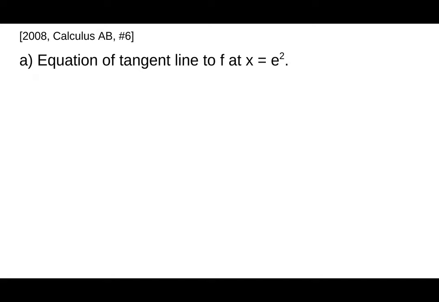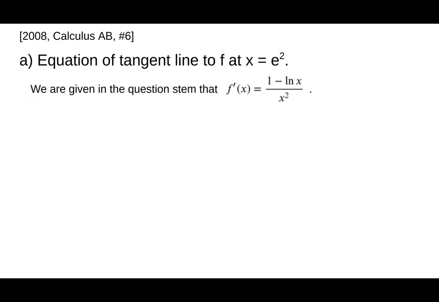In part A of this question, we are asked to find the equation of the tangent line to f at the value x equals e squared. In order to find the tangent line, we need to know what value of x we're interested in. In this case, we're interested in e squared. We need to know the y value of f at e squared, and we need to know the value of the derivative of f at e squared.